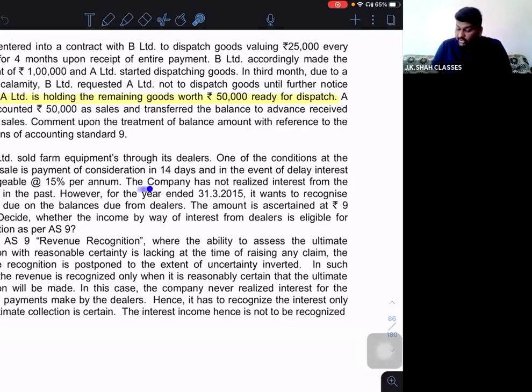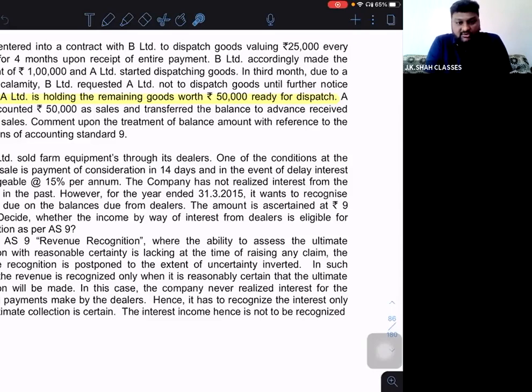The company has not realized interest from the dealers in the past. Sir, as on today, none of your dealers has ever paid you any interest. Nobody paid interest to you. However, for the year ended 31st March 2015, that is the current year, it wants to recognize interest due on the balances due from the dealers, and the amount of interest is ascertained at 9 lakhs. Decide whether the income by way of interest from dealers is eligible for recognition of revenue as per AS9.